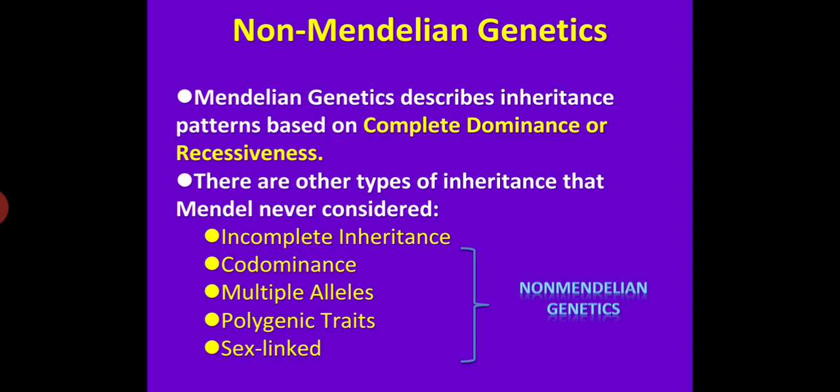Now we will go into the second part, the non-Mendelian genetics. Mendelian genetics describes the inheritance pattern based on complete dominance or recessiveness. There are other types of inheritance that Mendel never considered. It is incomplete dominance, codominance, multiple alleles, polygenic traits, and sex-linked inheritance.